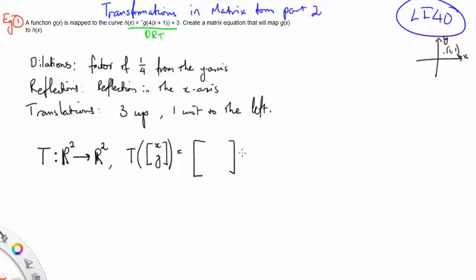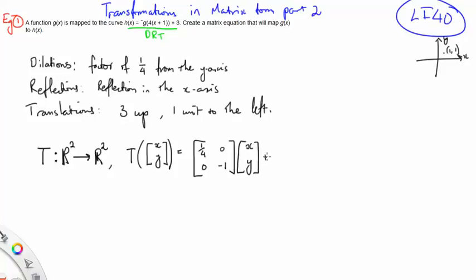So let's see, we have a dilation by a factor of 1/4 from the y-axis. So we know our dilation goes here. For y, we have a reflection in the x-axis. So that means a -1 here. And we'll put our point (x, y) there.